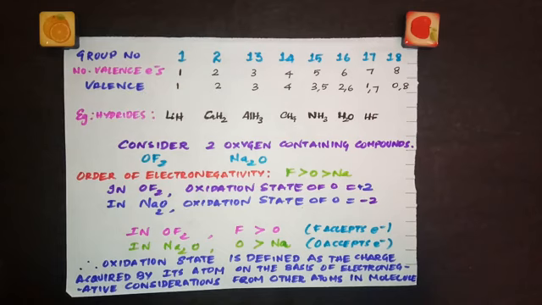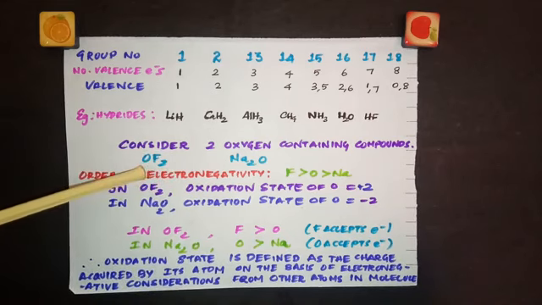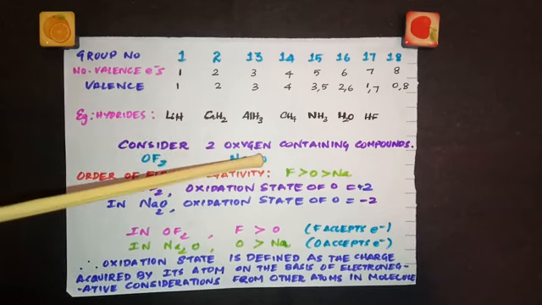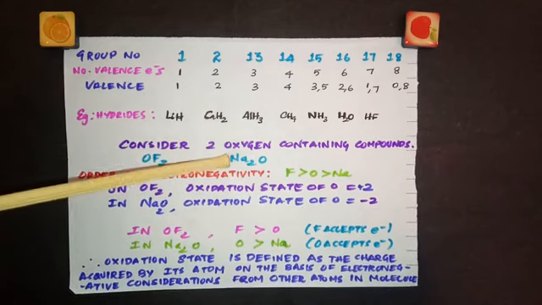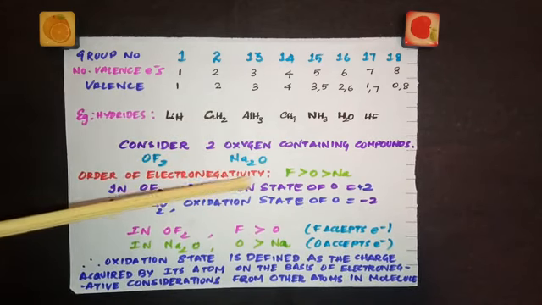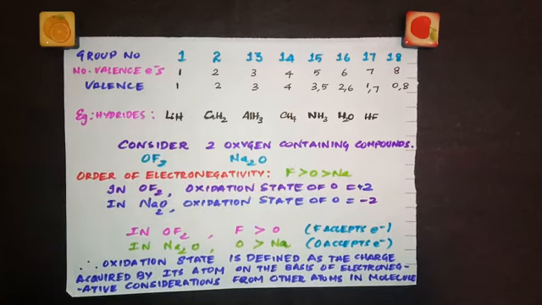As I told you, nowadays the term oxidation state is frequently used for valence. Now let's take an example to understand this oxidation state. Consider 2 oxygen containing compounds. See, I am taking 2 examples, OF2 and Na2O. In both the compounds we have oxygen. Here fluorine is bonded with oxygen. Here sodium is bonded with oxygen. What are the 3 elements present in both the compounds? We have oxygen, fluorine and sodium. And their order of electronegativity is fluorine is more electronegative than oxygen, which is more electronegative than sodium.